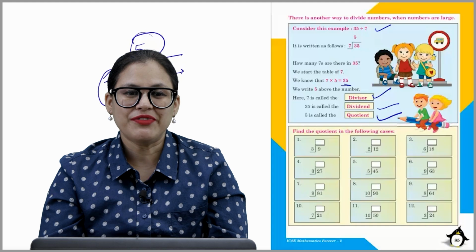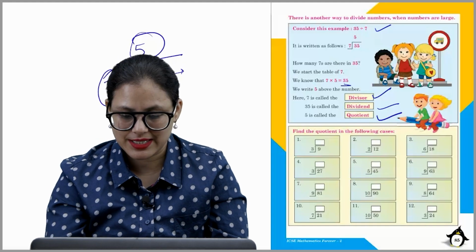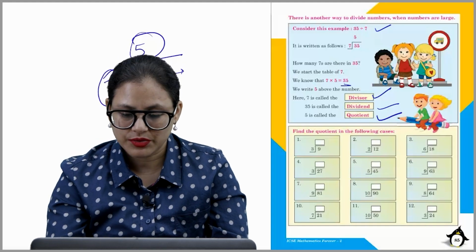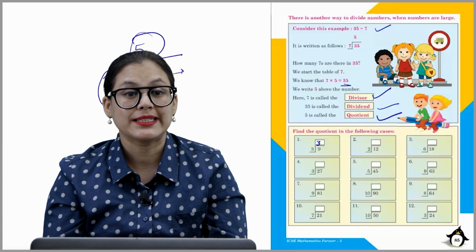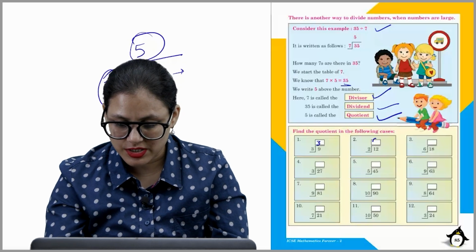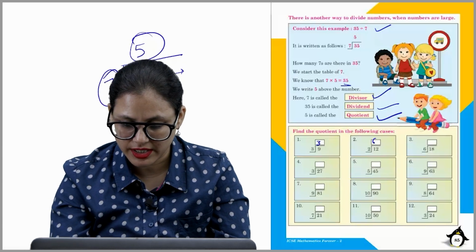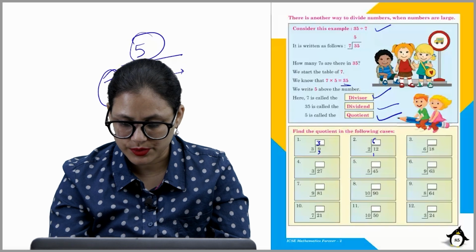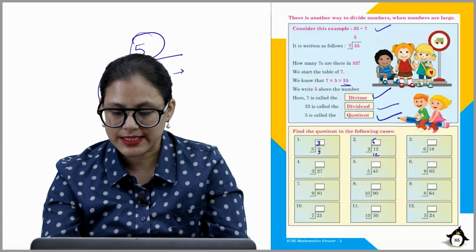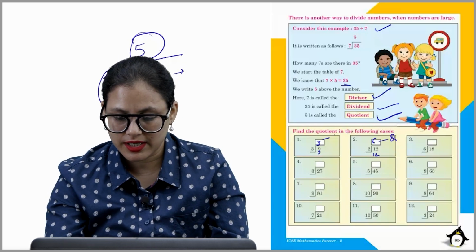Okay. So, we will find the quotient in the following cases. 9 divided by 3. 3 3s are 9. So, the quotient is 3. 2 6s are 12. Okay. You will write here 9 also and here 12 also. Okay. So, 6 is quotient and here 9 is quotient.